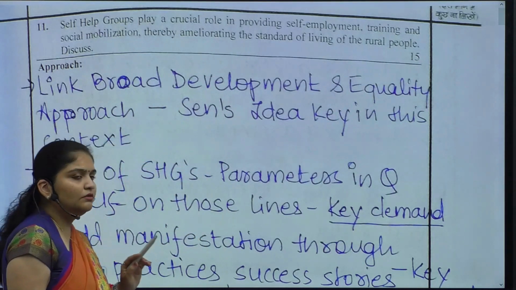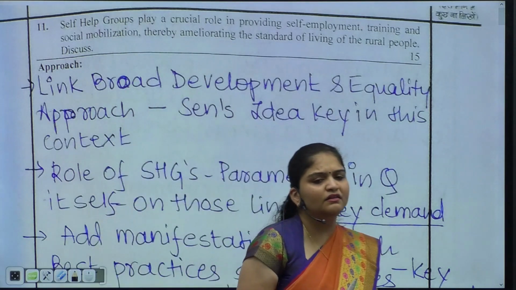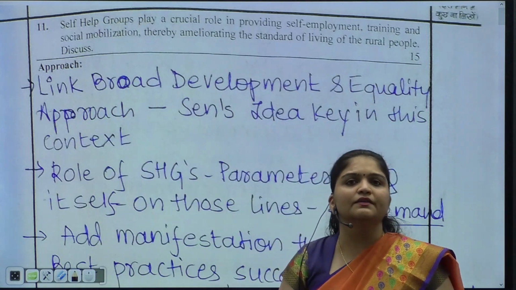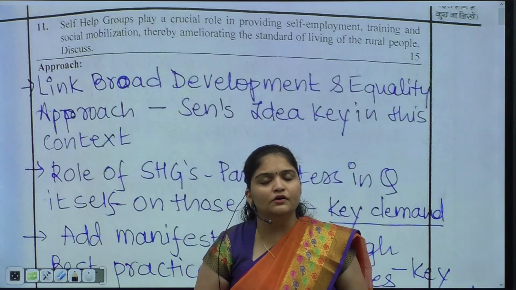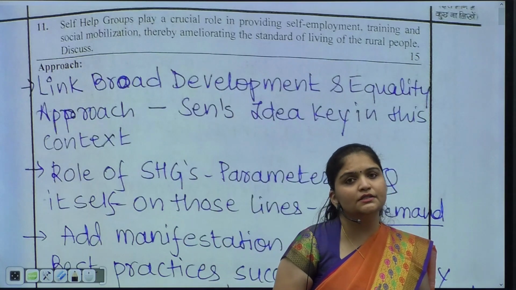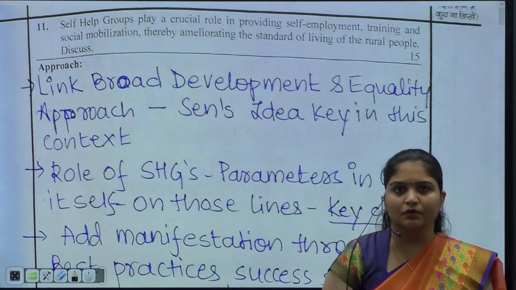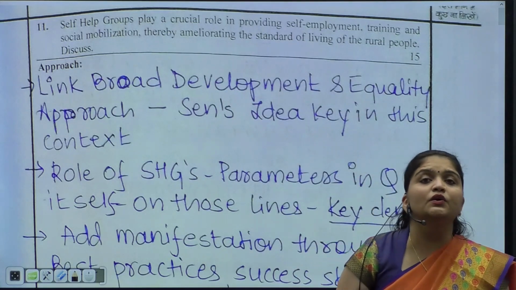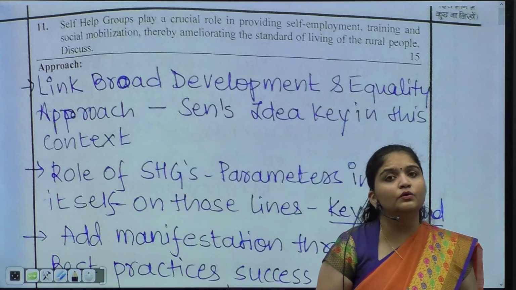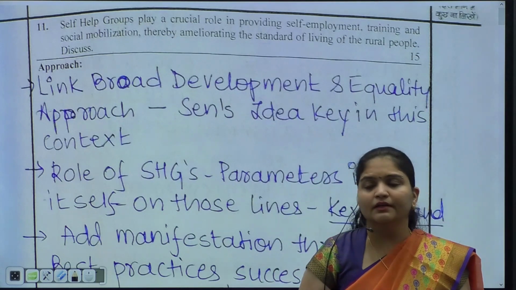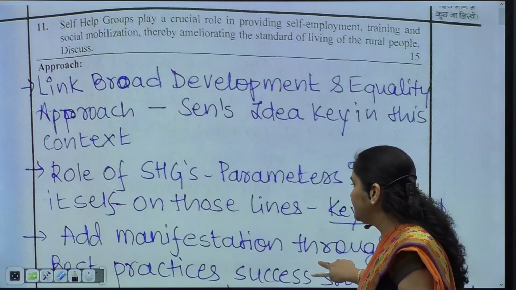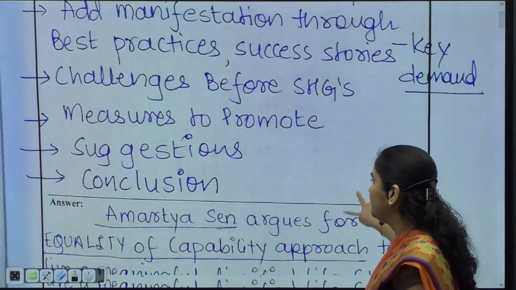Now on this question, many students, inevitably everybody, will start with SHG. But we can start this concept of SHG with Amartya Sen's capability approach, and how he talks of equality of capabilities and how the capability approach ensures better development. So see how uniquely, since it is a 15 marker, it can be introduced like that.